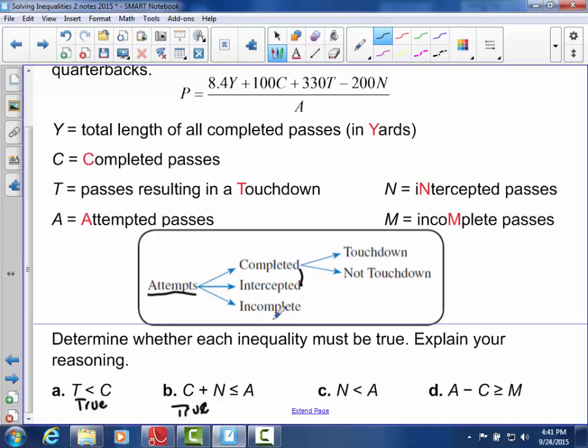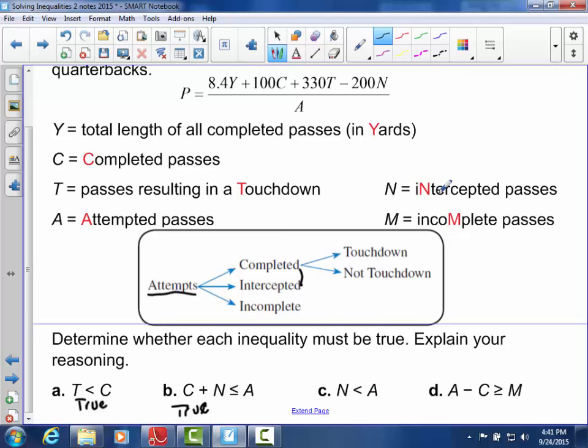if we have three different categories, so if we had numbers in all three, these two added together would be less than the number of attempts, right? Because we'd still have incomplete passes. And if there were no incomplete passes, if there were just intercepted passes and completed passes, then C plus N would equal A. All right, so N is less than A.